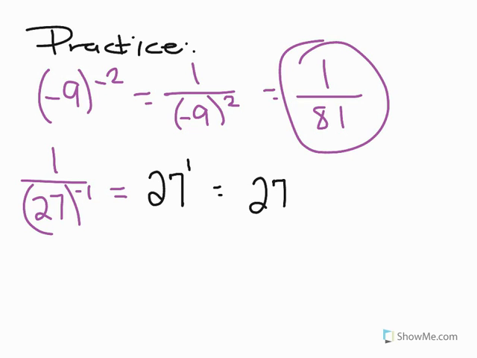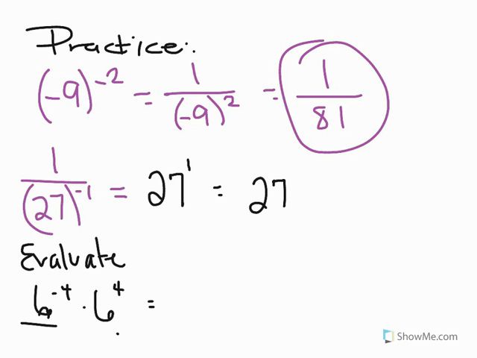Let's evaluate 6 to the negative 4th times 6 to the 4th. Now they have the same base. So anytime you have the same base, what do you do? You add the exponents. So this is going to be 6 to the negative 4 plus 4, which is 6 to the 0, or just 1.